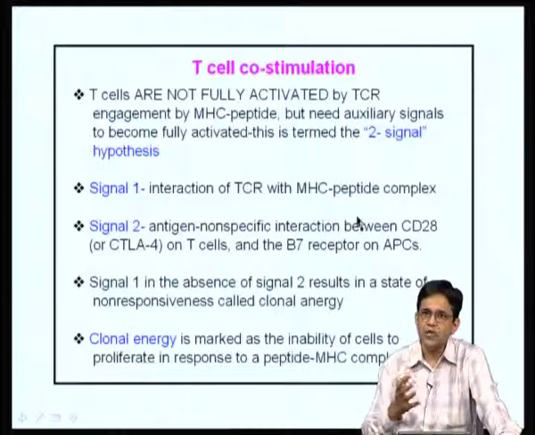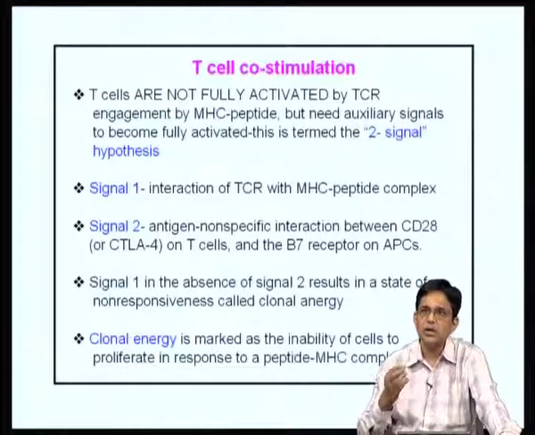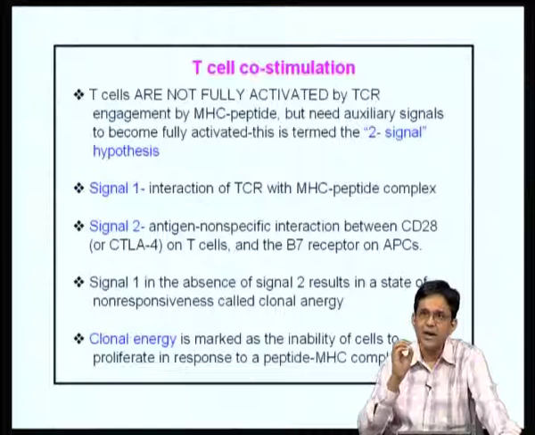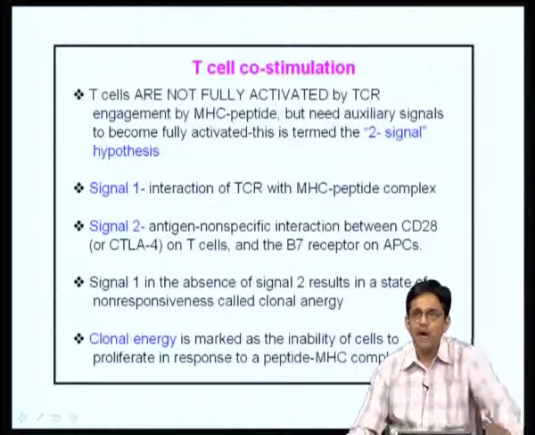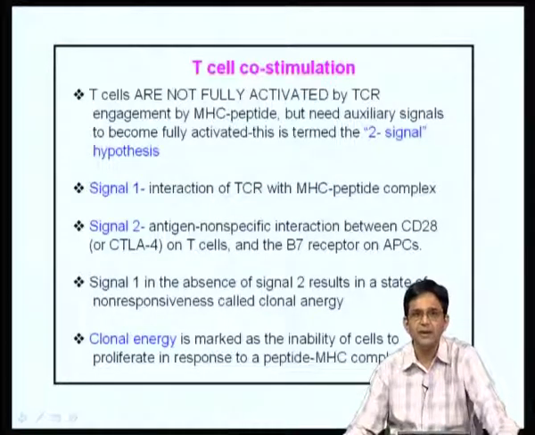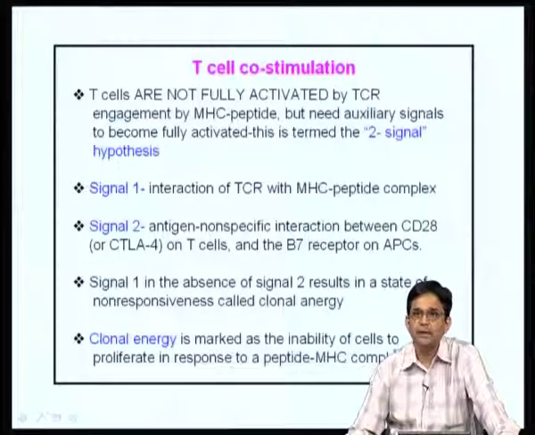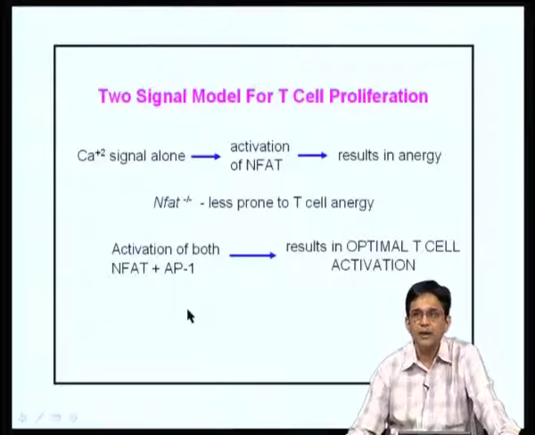What happens is, once you have this environment or inflammatory situation, you have the co-stimulatory ligands being expressed. They will bind to the co-stimulatory receptors, and if the MHC-TCR interaction is there, only then will it activate T cells. If you just have the signal 1 interaction, it is marked by inability of the cells to proliferate in response to the peptide MHC complex. This is shown here in this model, where the calcium signal alone results in activation of NF-AT and it results in anergy.